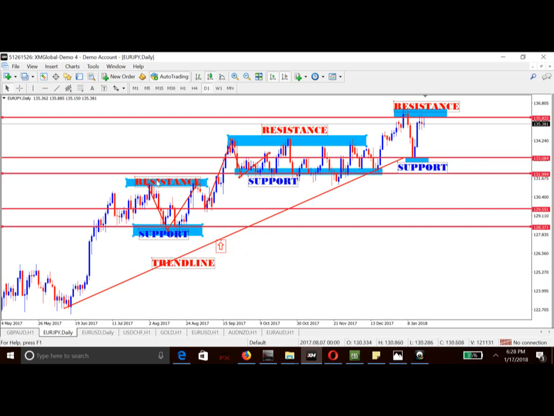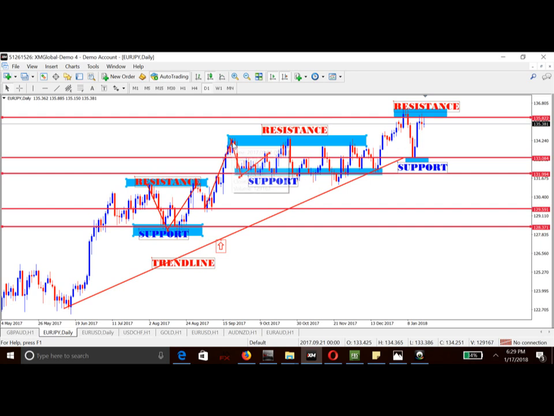Now, we also talked about support and resistance. I said that resistance is the highest price or level that price got to before sellers took price down, while support is the lowest level that price got to before buyers took price up. Now, we talked about pullbacks and retracement.